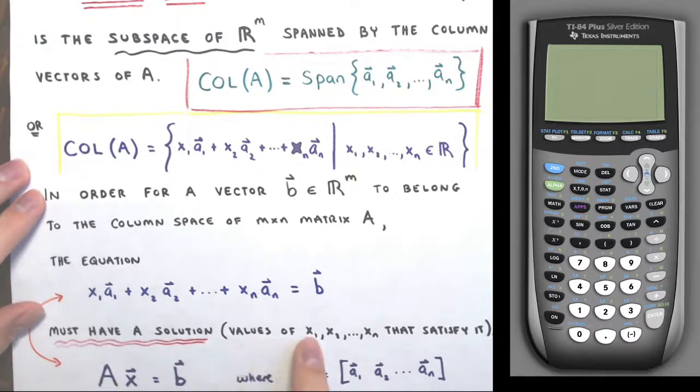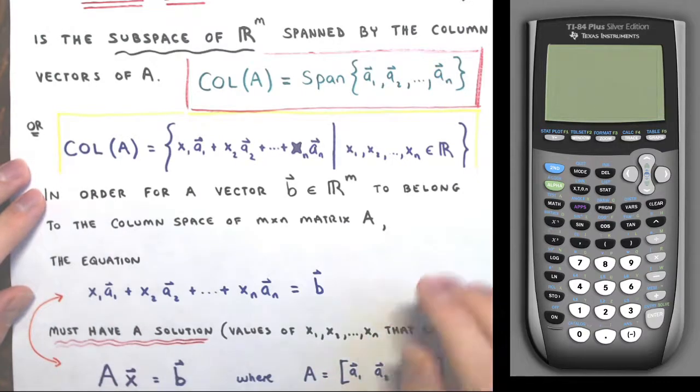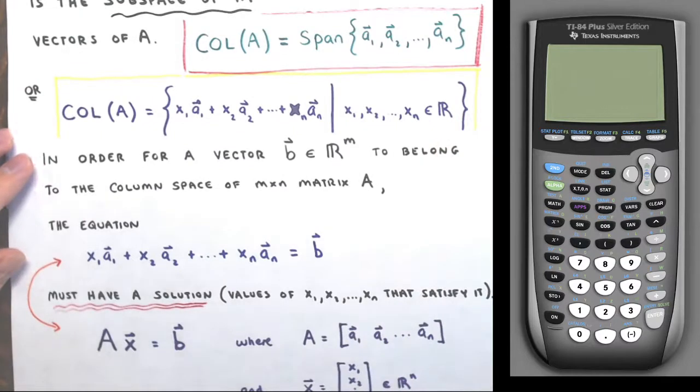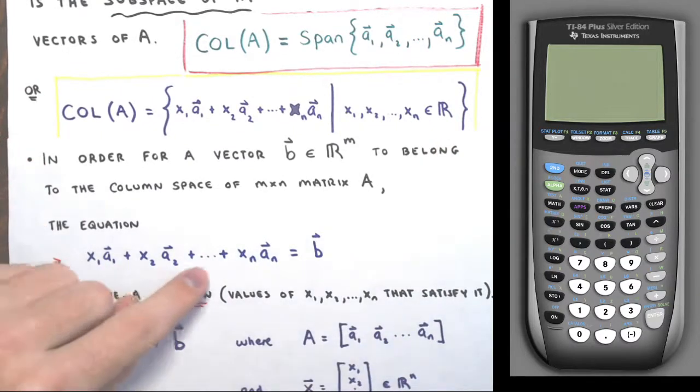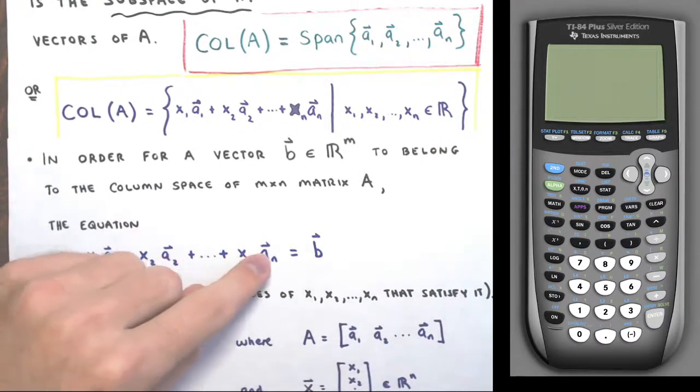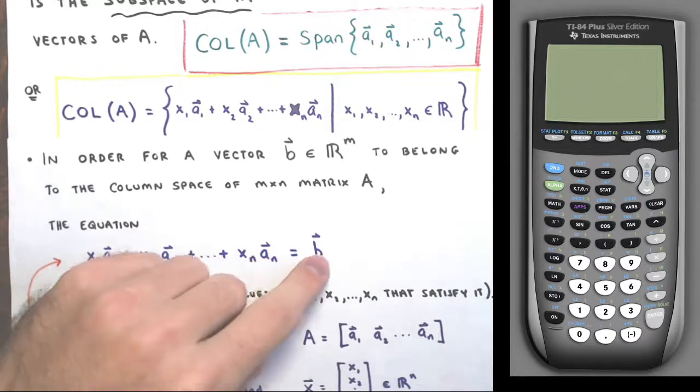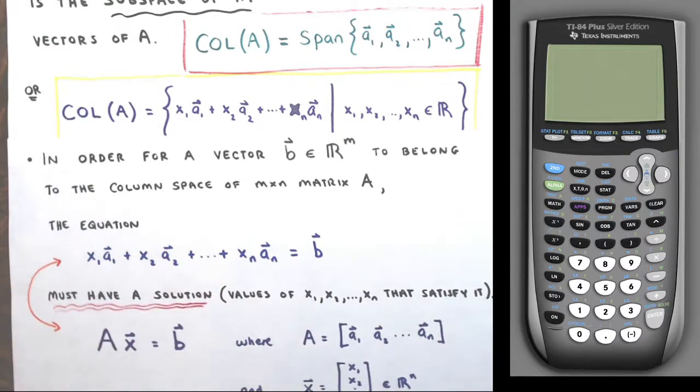And again, the solution of this equation would be the values of the scalars, the weights of the linear combination, x1 through xn, the values that satisfy the equation. Now, another way to say this: when you have a linear combination of vectors equal to another vector, that can be written as a matrix equation as well, or just an augmented matrix. It corresponds to a system of equations, which you've seen plenty of times before by now, hopefully.